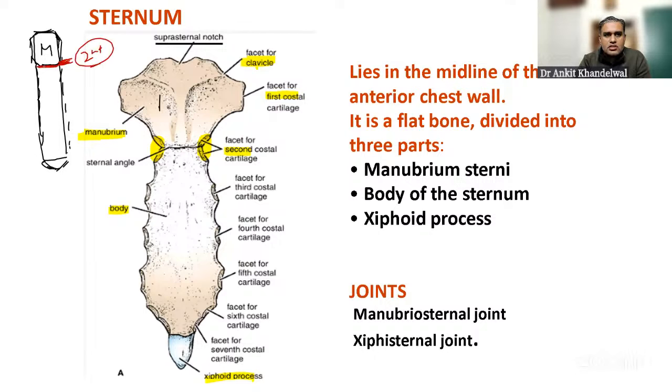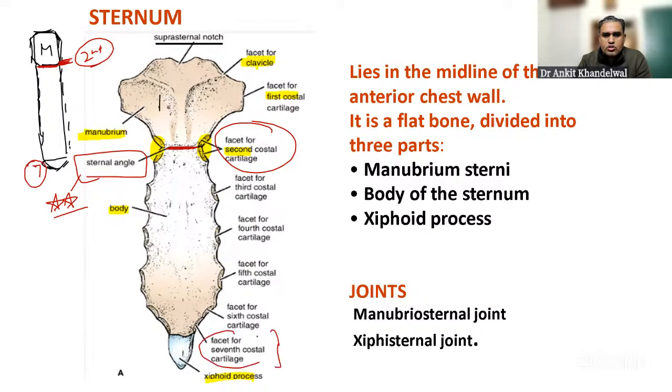Why? Because this junction of the manubrium to the body is known as the sternal angle. That is in itself a separate question, as you must have seen. So the sternal angle, or the angle of Louis, gives attachment to the costal cartilage of the second rib. Then lower down, the seventh costal cartilage is attached. The last costal cartilage to be attached to the sternum is the seventh. Then the 8th, 9th, and 10th are attached below the 7th. They form the costal margin.